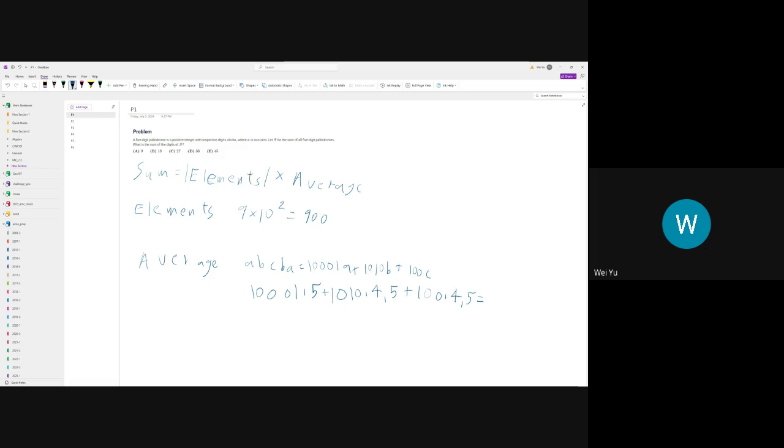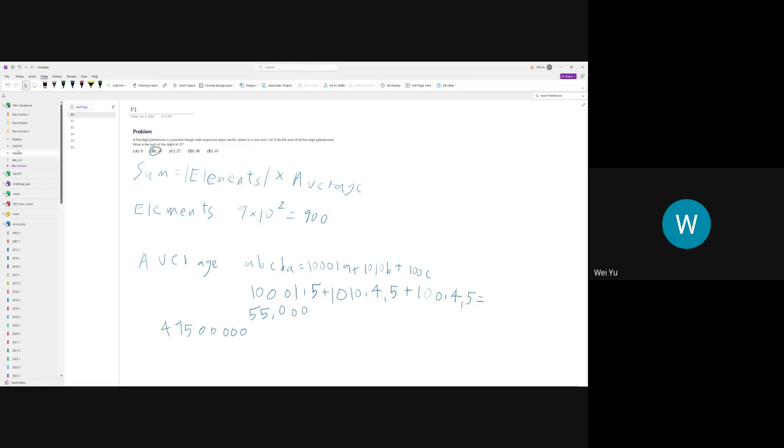So after calculating this, we get 55,000. Multiplying these two numbers, we get 495 followed by 5 zeros. So the sum of the digits is equal to 18, so our answer is B.